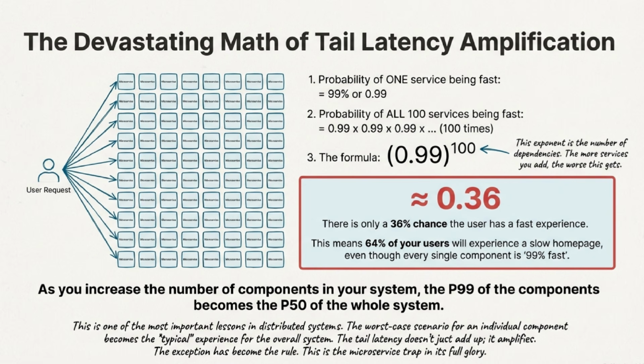If your page depends on 100 services and each service is slow only 1% of the time, 64% of your users will experience a slow homepage. The tail of the distribution has amplified. The 1 in 100 problem has become the majority problem. This is the microservice trap.